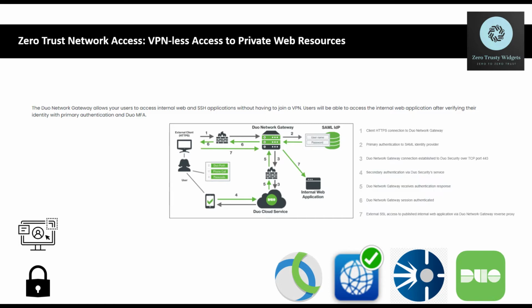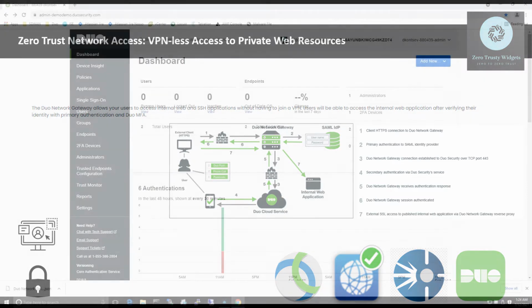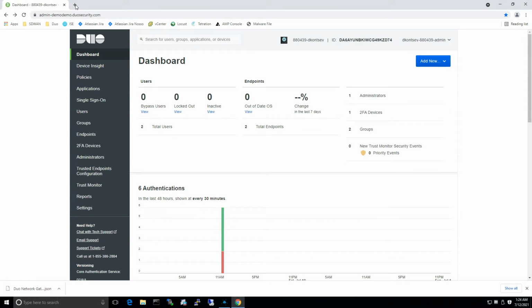So number one, client HTTPS connection to a Duo Network Gateway. Then you have primary authentication to the SAML identity provider. Duo Network Gateway connection establishes to Duo security over port 443. And then 4 is secondary authentication via Duo security services. Duo Network Gateway receives the authentication response. Then the Duo Network Gateway session is authenticated and external SSL access is granted.